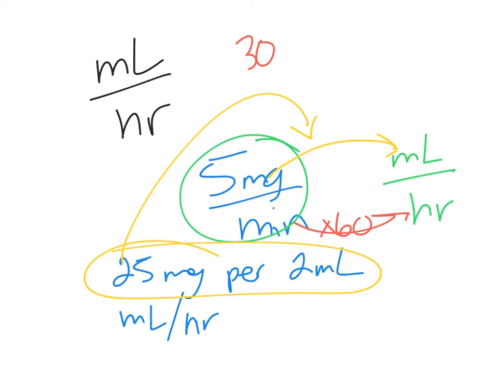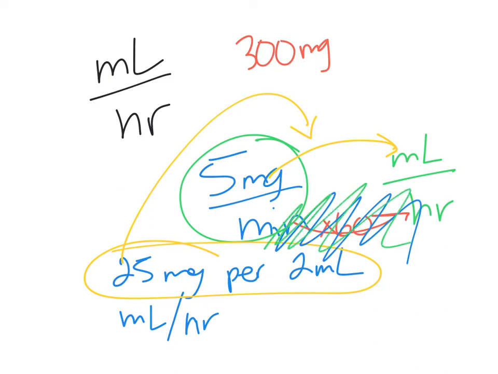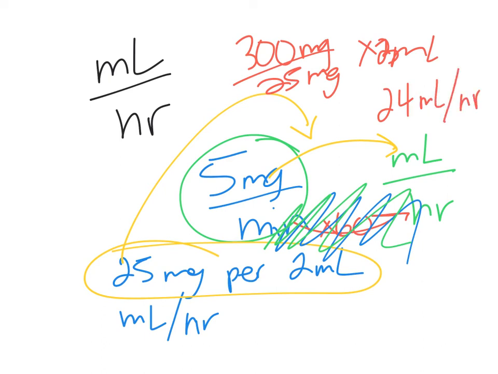They're getting 300 milligrams, and now it's already per hour, so we don't have to really think about that part anymore. We're done with the minutes to hours. We just know that that's our ordered dose. It comes as 25 milligrams per 2 milliliters. That's a 2, not a 3, 2 milliliters. So I take 300 divided by 25, multiplying by 2, they're going to get a flow rate of 24 milliliters per hour.